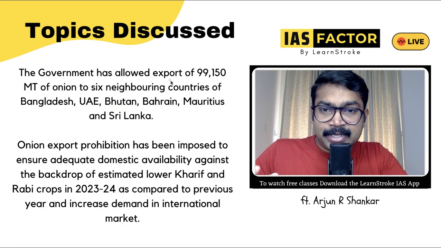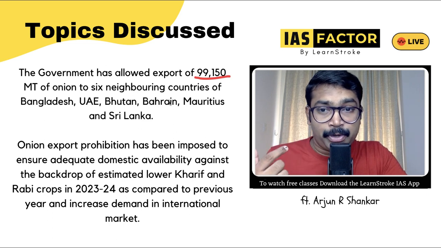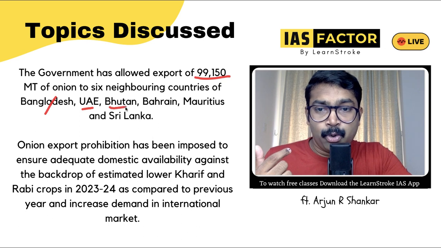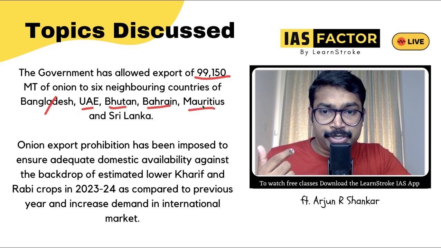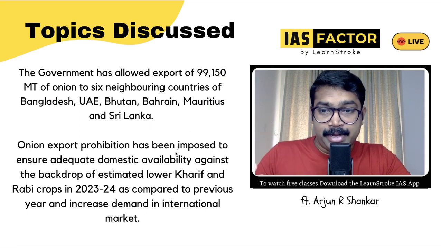So the government has now allowed export of 99,150 metric tons of onion to 6 neighboring countries, which are our major exporting countries. You can check: Bangladesh, UAE, Bhutan, Bahrain, Mauritius, and Sri Lanka. These are our immediate neighbors where we are trading onions.